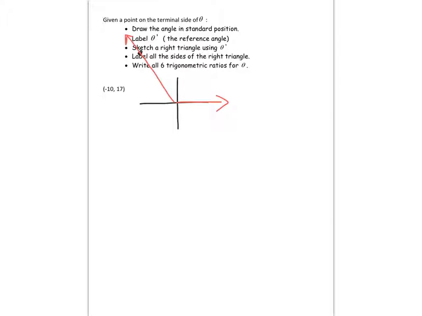The reference angle is between where we stop and our x-axis, and our triangle is made by connecting your point straight down, in this case, to your x-axis. So remember, we went -10, we went left 10, and then we went up 17 to get to our point. So again, are you noticing a pattern here? That's your opposite, and this is your adjacent.